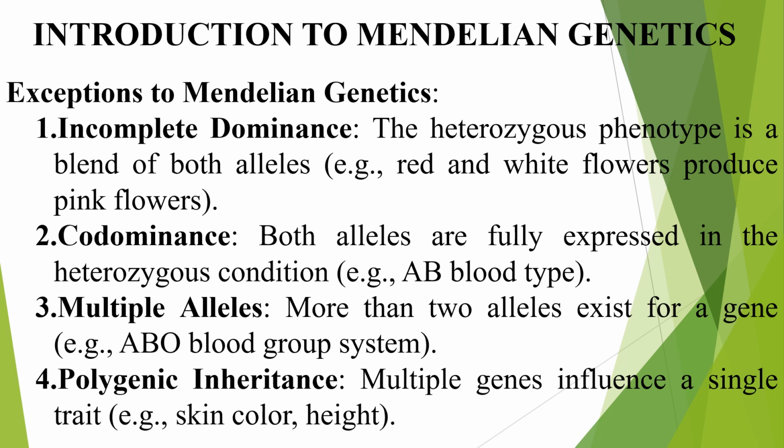3. Multiple alleles. More than two alleles exist for a gene. Example, ABO blood group system. 4. Polygenic inheritance. Multiple genes influence a single trait. Example, skin color, height.